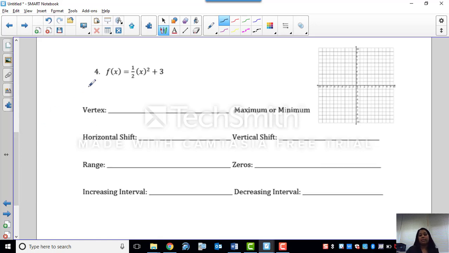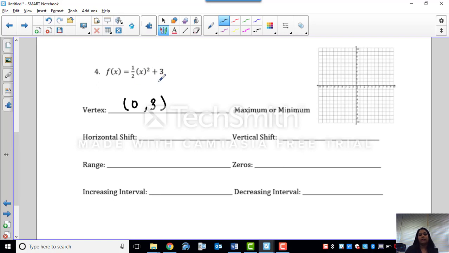And here's the last example. 1/2 x squared plus 3. Let me see. The vertex here will be, it's negative 0. There's nothing here, so I'm going to put 0 for x. Well, there's no such thing as negative 0. It's just 0. And then your y, or your k, is 3. I better graph it.